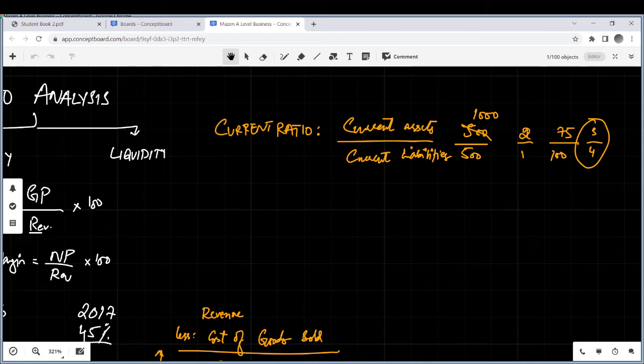So current is under a year, or a year or less. Non-current is more than a year.